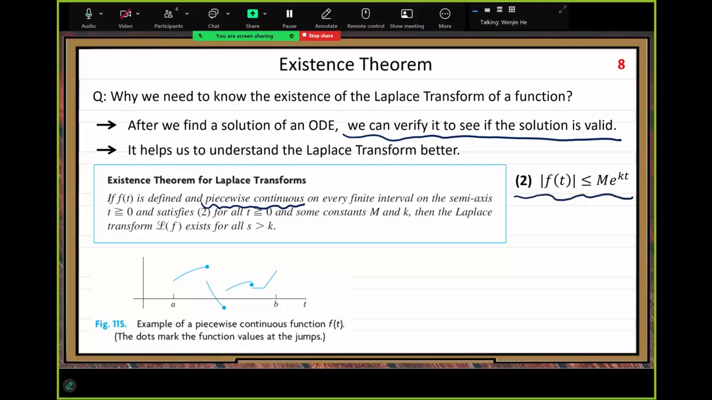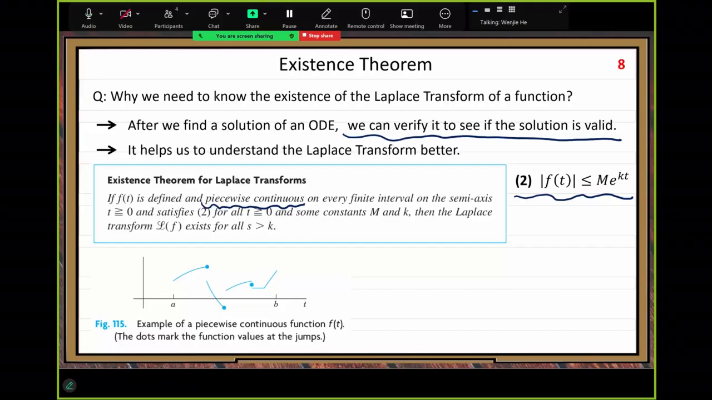This inequality holds for some constant capital M. Capital M should be a positive constant. Little k is a constant. Even a negative value is okay, positive and negative both okay. Then the Laplace transform exists for all s greater than k. That's the existence theorem.